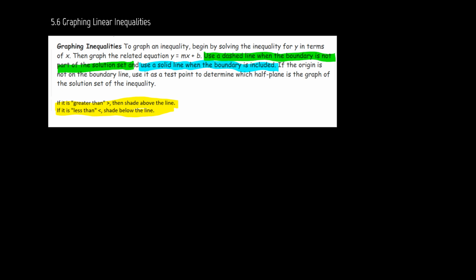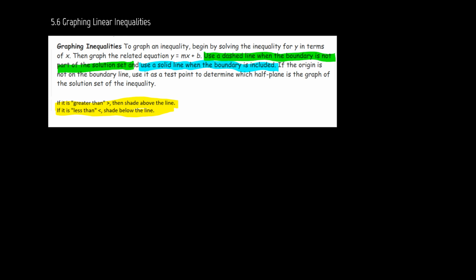Today we're going to be doing 5-6 graphing linear inequalities. To graph an inequality, we begin by solving the inequality for y in terms of x. That just means put it in y equals mx plus b, slope-intercept form. Use a dashed line when the boundary is not part of the solution set, and use a solid line when the boundary is included.